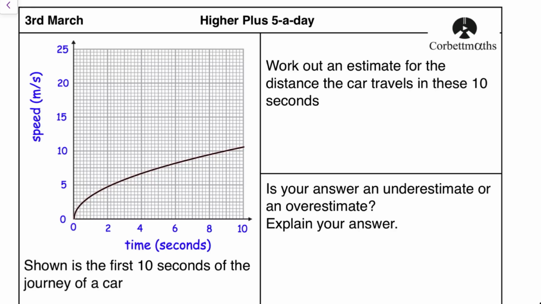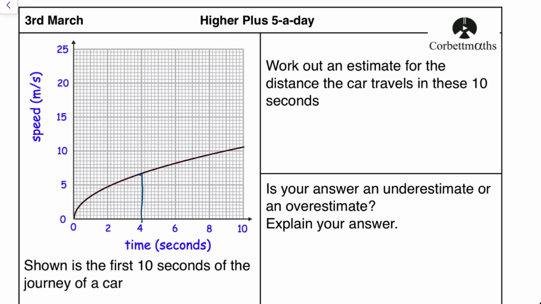So, shown is the first 10 seconds of the journey of a car. Work out an estimate for the distance the car travels in these 10 seconds. Now, crucially, it doesn't tell me what strip size to use. It doesn't have to, but normally it would say use 5 strips or 6 strips or whatever it might be.